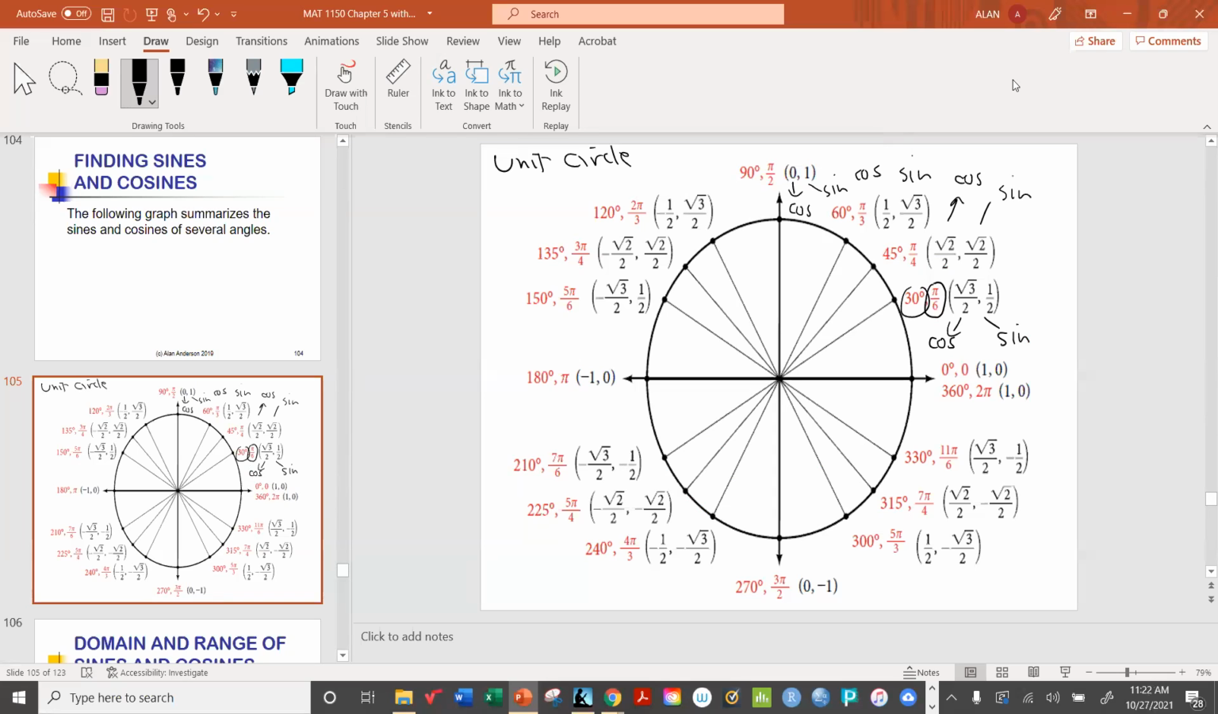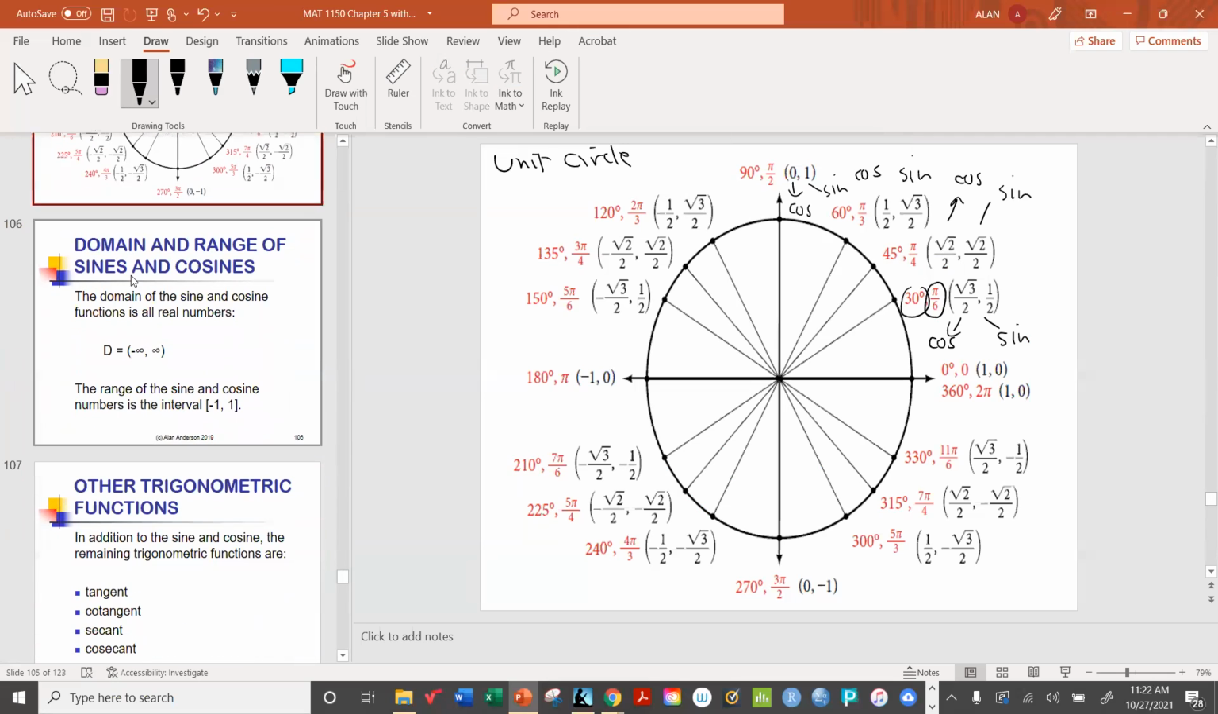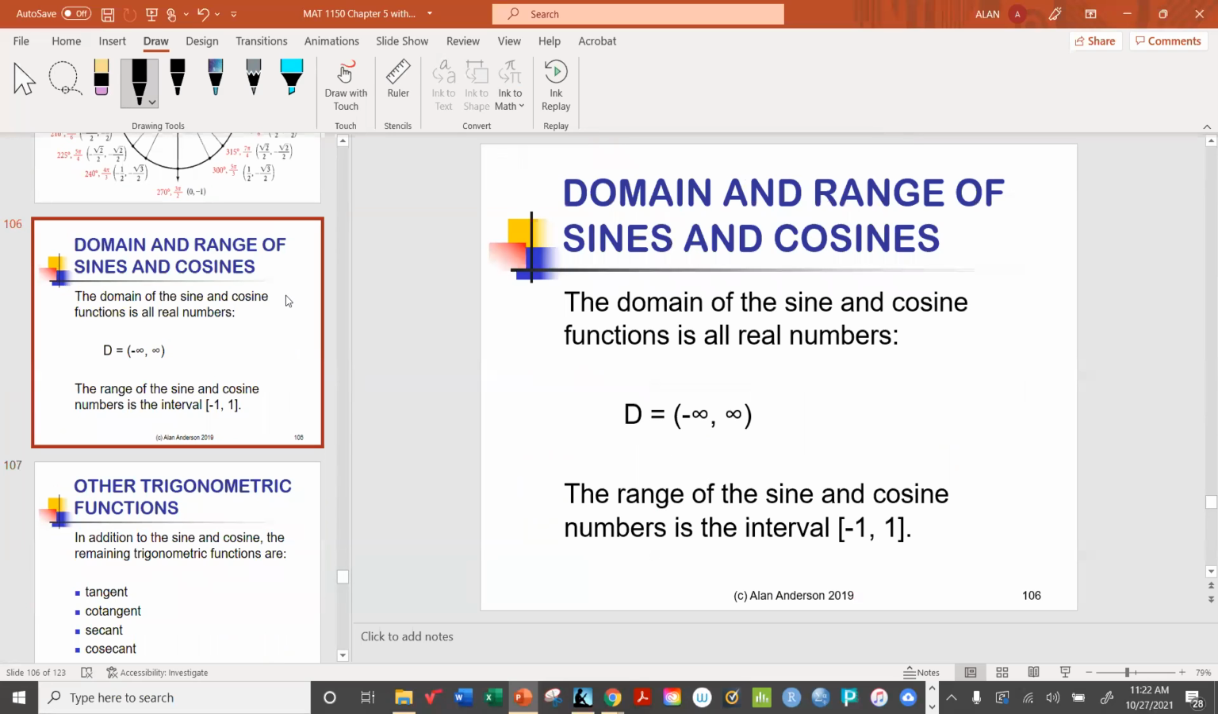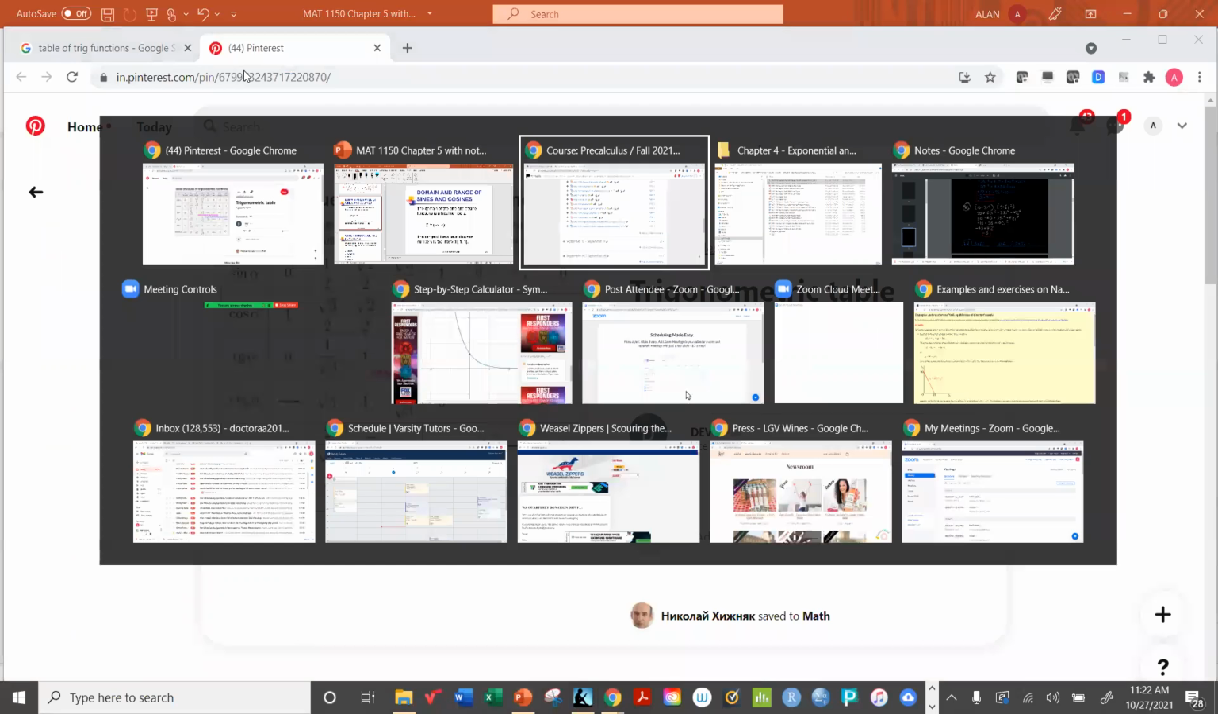Anyway, now the next thing we want to look at is we can never seem to get rid of domains and ranges. The domain for the sine and the cosine is all real numbers. The range is bounded between -1 and 1. In fact, why don't we prove this by going to Symbolab and looking at a graph of the sine of x and the cosine of x.